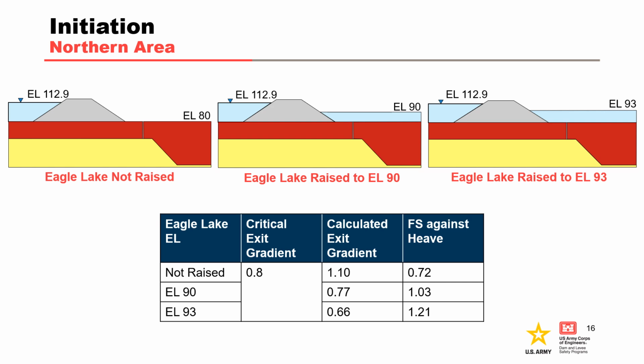were evaluated to determine whether the risk due to backward erosion piping could be sufficiently reduced without additional flood fighting measures. The factor of safety against heave with Eagle Lake at its normal water level was 0.72, with a calculated gradient of 1.1, well above the critical gradient of 0.8. This was an expected result, and it aligned with the observed poor performance during past flood events. Factors of safety with Eagle Lake elevations of 90 feet and 93 feet were both calculated to be greater than 1.0. However, it was noted that achieving a lake elevation of 93 feet was more desirable, as the factor of safety with a lake elevation of 90 feet was only 1.03.